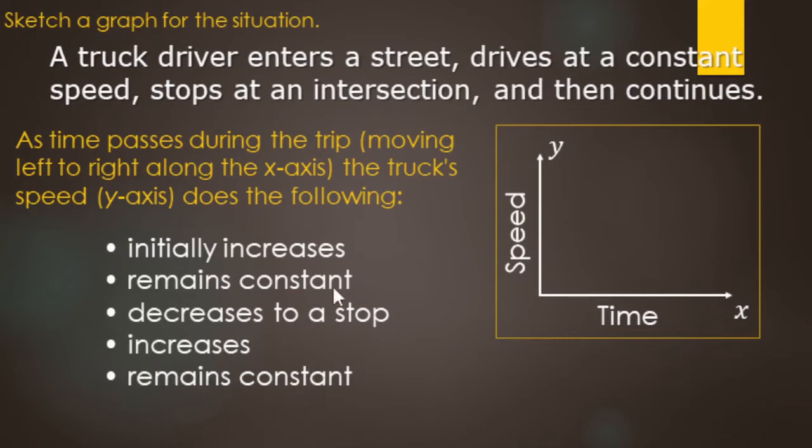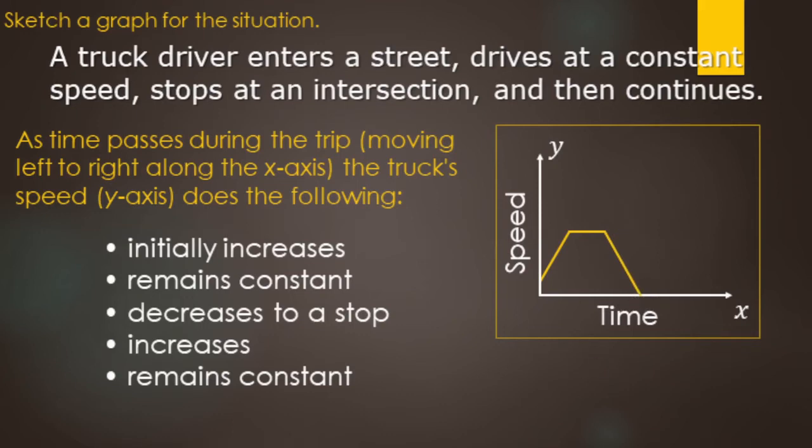So here we go. Initially increases. So that's going to be an increasing graph from left to right. It's going up. Then it's going to remain constant. So we're cruising at 25 or 35 miles an hour. And then we're coming up to a stop sign. So now we're going to have to slow down. So that speed's going to have to go down to 0. 0 when you stop.